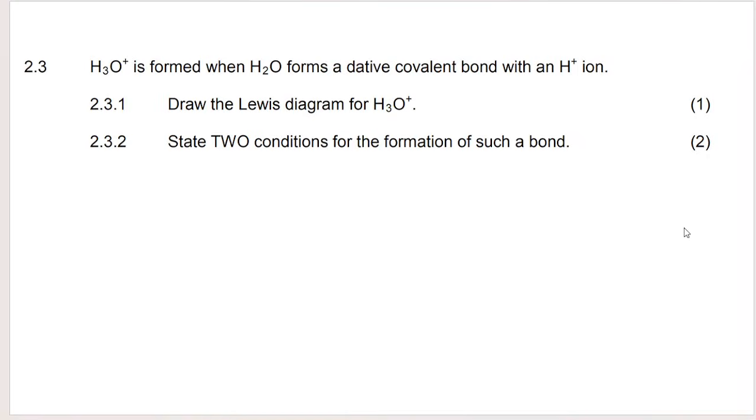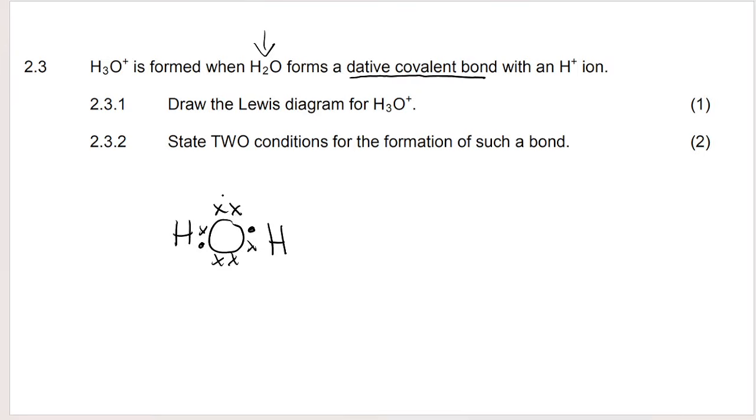Our next question says H3O+, this is called the hydronium ion, is formed when H2O, water, forms a dative covalent bond with an H+ ion. Draw the Lewis diagram for H3O+. Okay, so they tell me that it forms when we have H2O, and we already know that the Lewis dot diagram for H2O looks like this. We know that oxygen has 6 valence electrons, hydrogen each has 1. Then, because we have a lone pair of electrons on the central atom, we actually have 2.